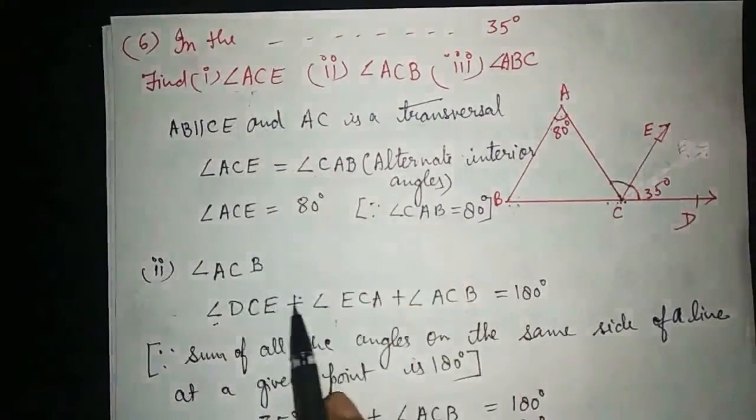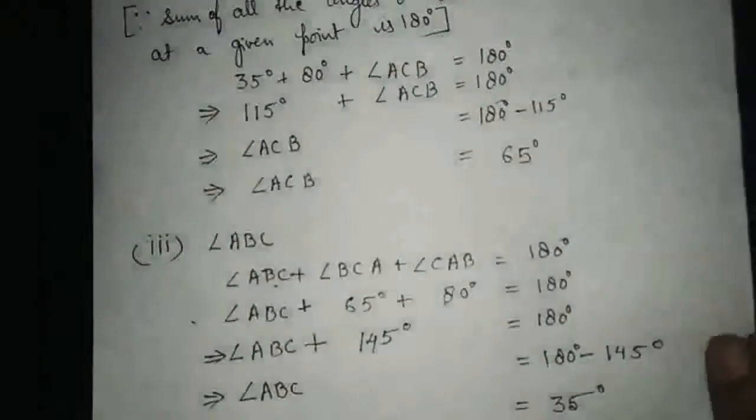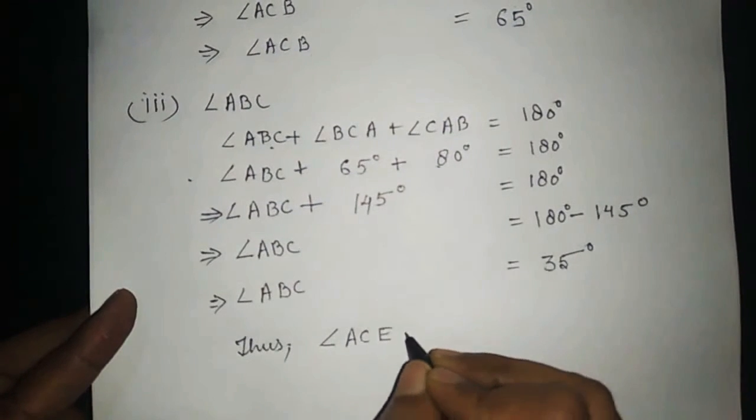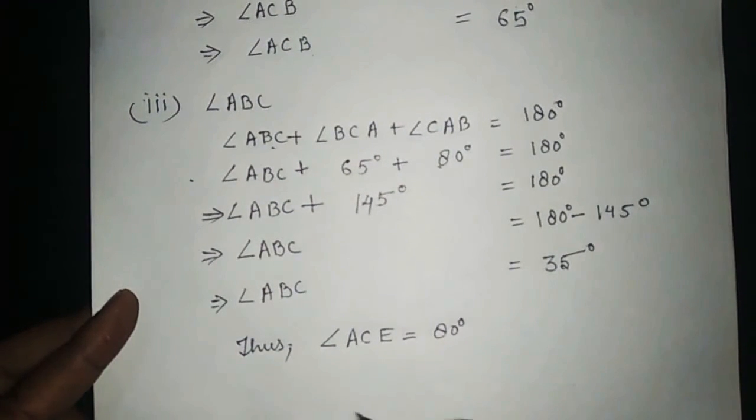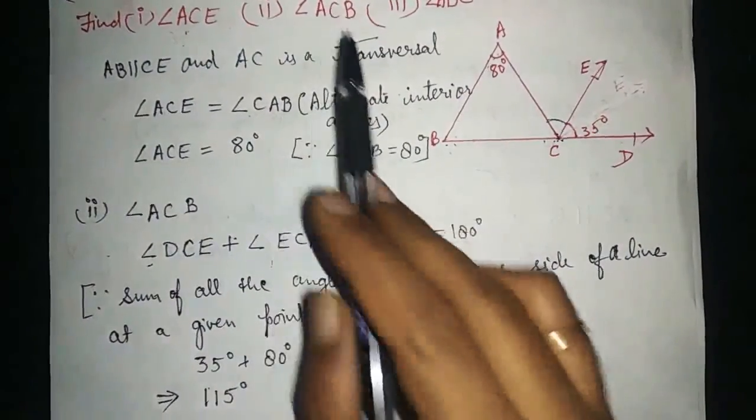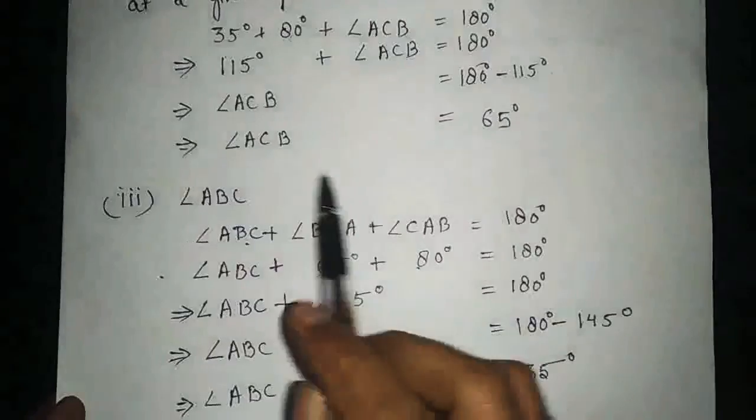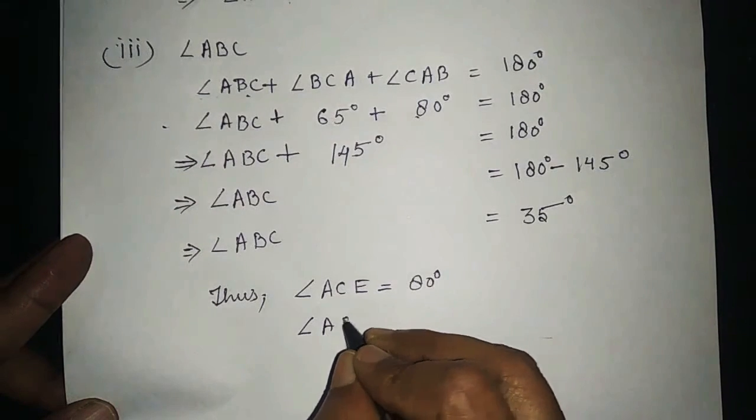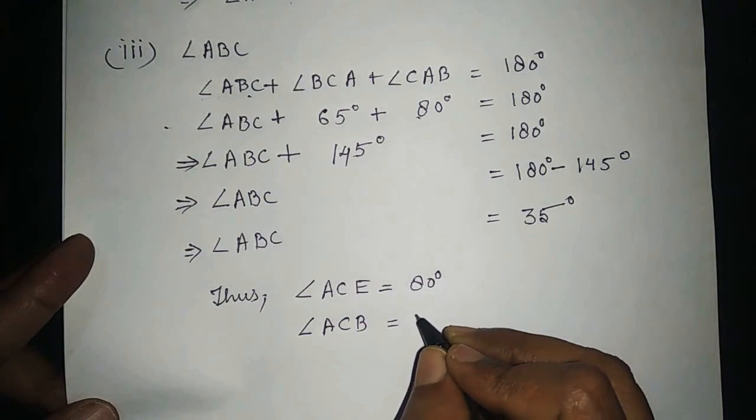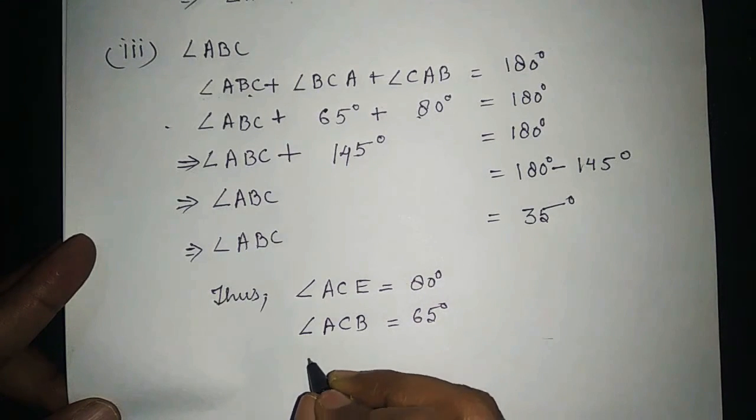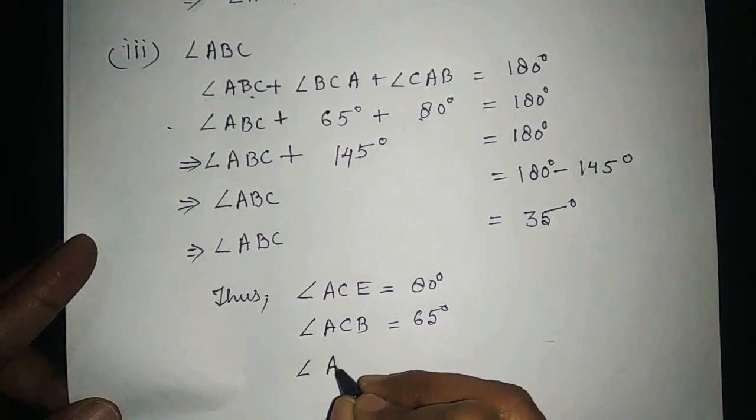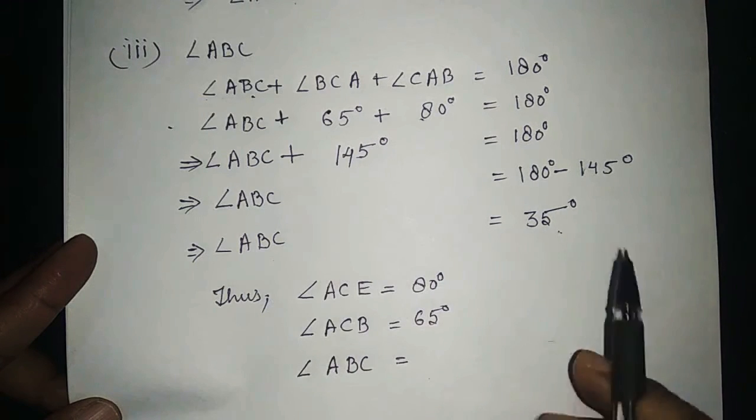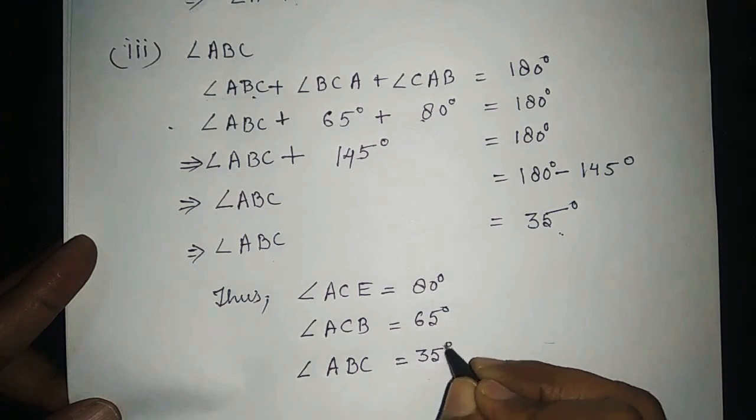Thus in this question, measure of angle ACE is equals to 80 degree, and angle ACB we have calculated here 65 degree, and angle ABC, its measure is 35 degree.